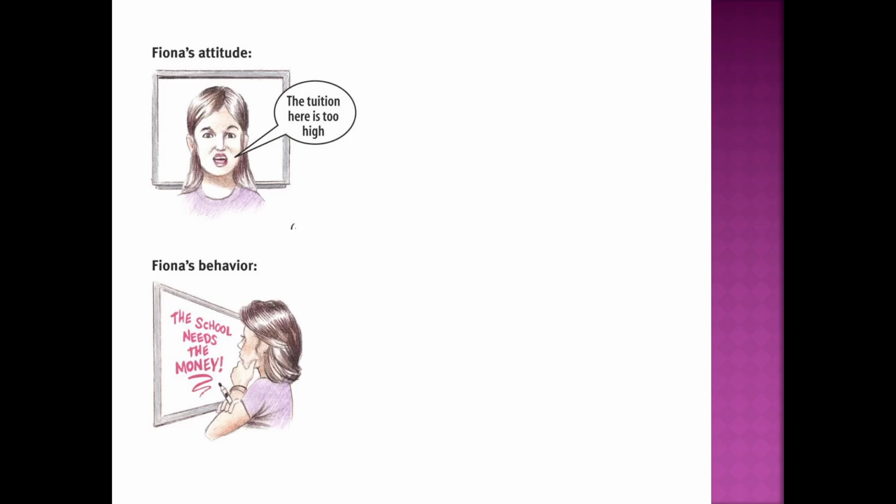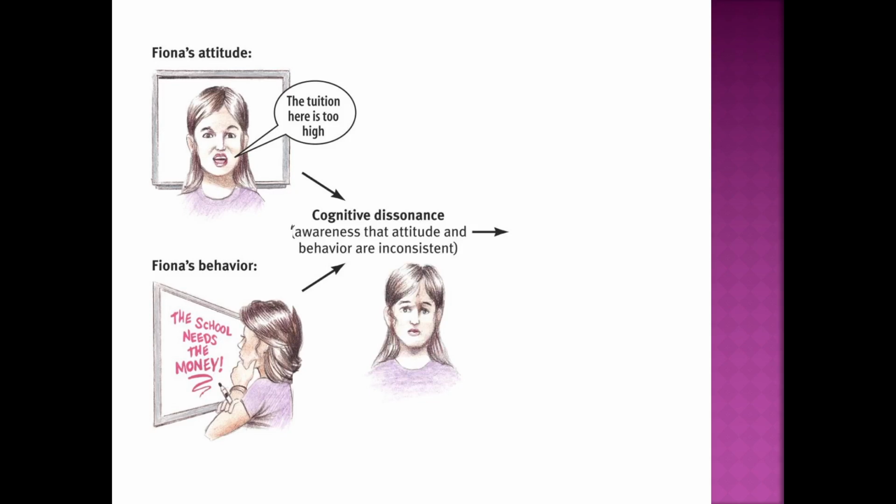And she does it. She gives that speech in front of her peers. This causes cognitive dissonance for her. It makes her aware that her actual attitude and her displayed behavior are inconsistent. Like, if I believe that the tuition is too high, why did I just give a speech in front of my peers arguing that tuition needs to be raised? Why would I do that? And it may not be as overt as what I'm acting.